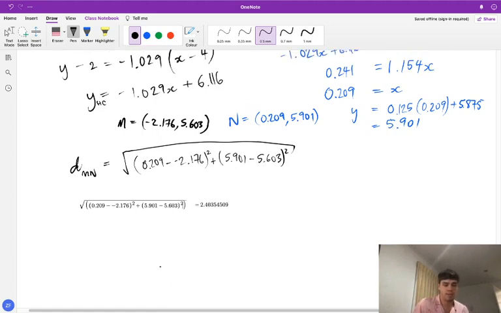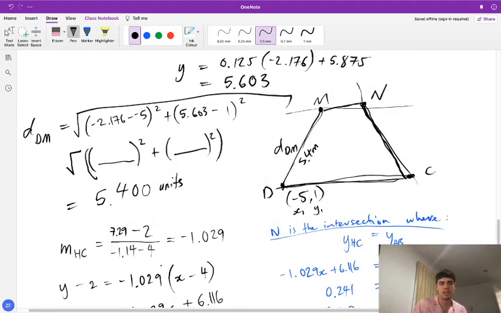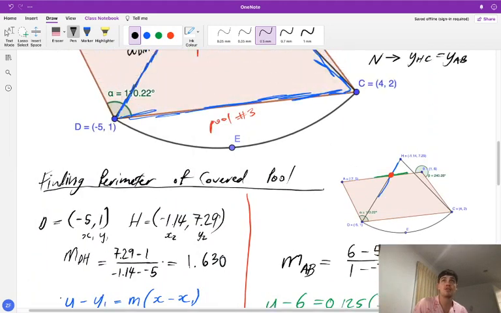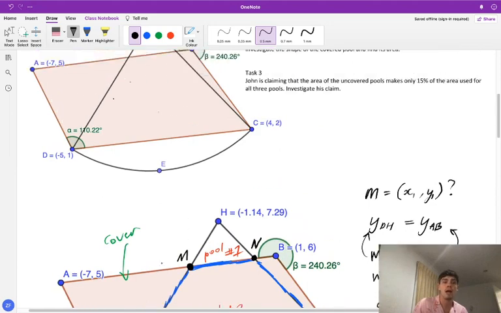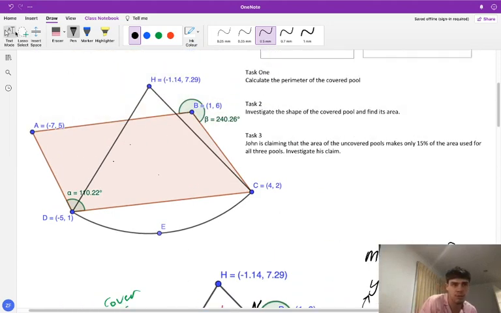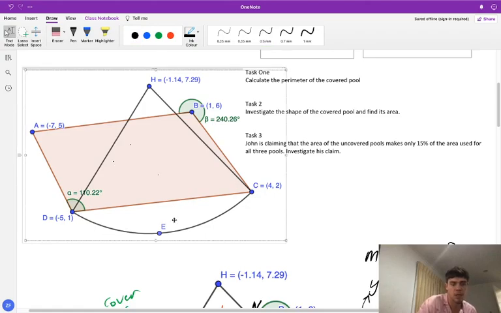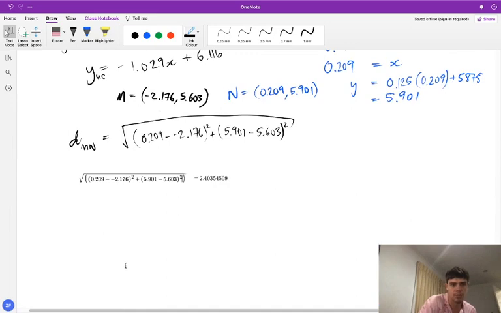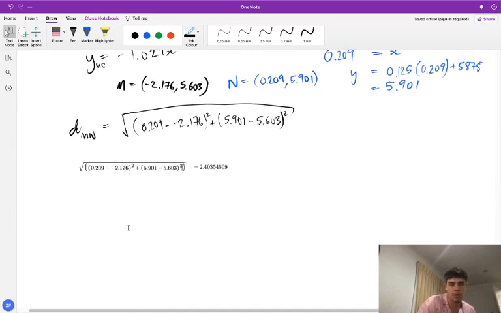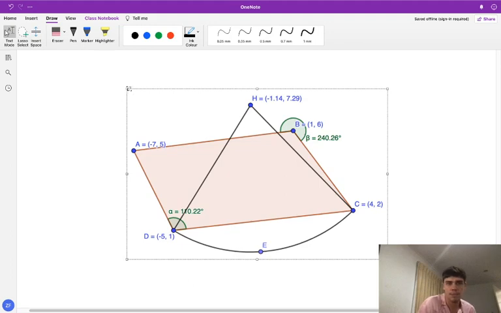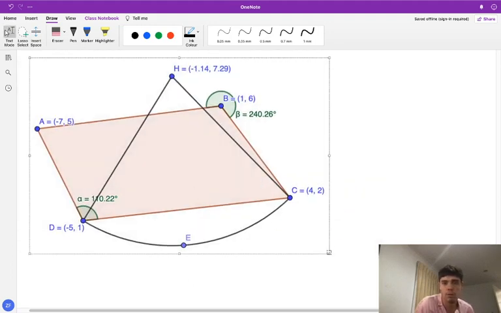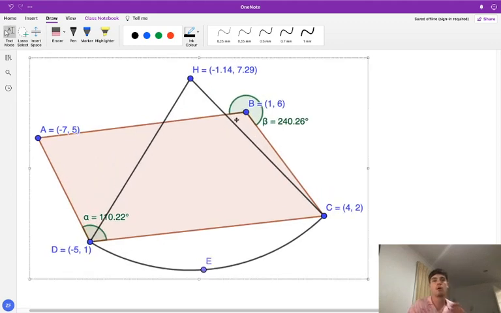So the next one is actually a question that says, investigate the shape of the covered pool and find its area. I'm actually going to use my mouse for this. It's a bit easier. So we'll have a look at this question now. Okay, you can come down here. So what we're going to do now is have a little look, and we're going to try and find the area of the covered pool.